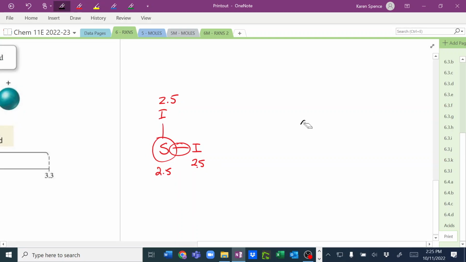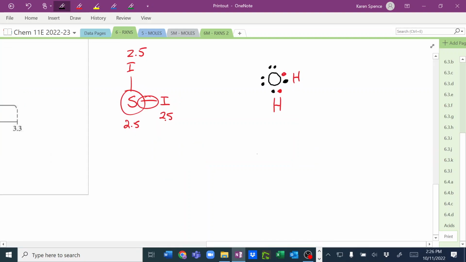we have oxygen, electron, electron, electron, electron, hydrogen's electron, electron, hydrogen's electron. Now bear in mind this is a Lewis structure, so it's flat. This isn't really flat, but we're going to use this for now. And then we can redraw that like that.